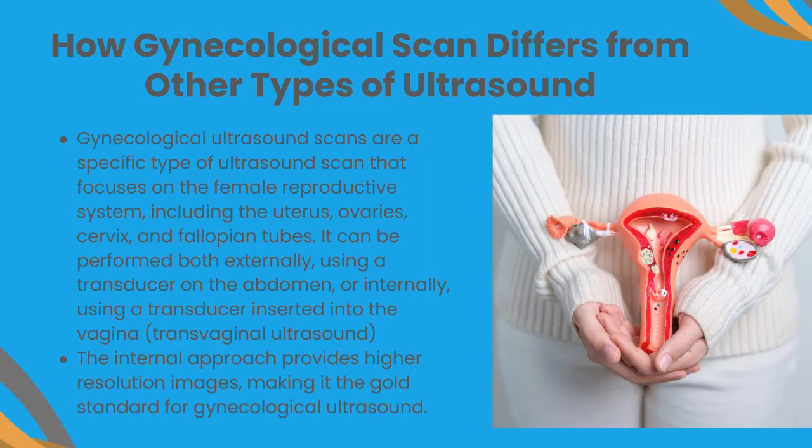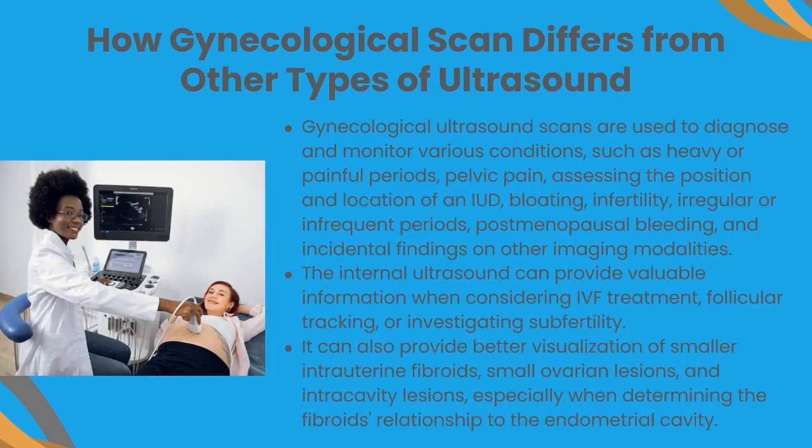Gynecologic scans differ from other types of ultrasound because they focus on the female reproductive system, including the uterus, ovaries, cervix, and fallopian tubes. It can be performed externally or transabdominally using a transducer on the abdomen, or internally using a transducer inserted into the vagina, known as a transvaginal ultrasound. The internal approach provides higher resolution, making it the gold standard for gynecologic ultrasound.